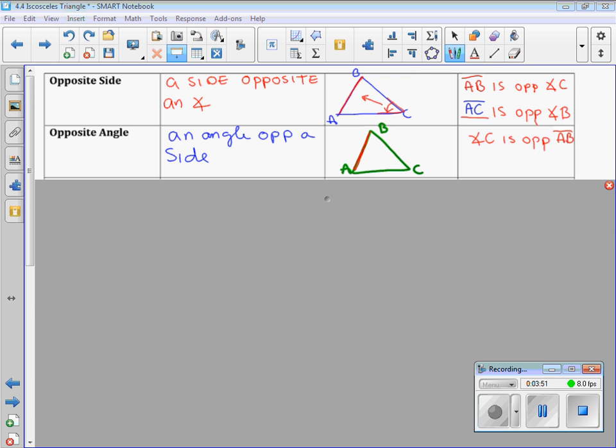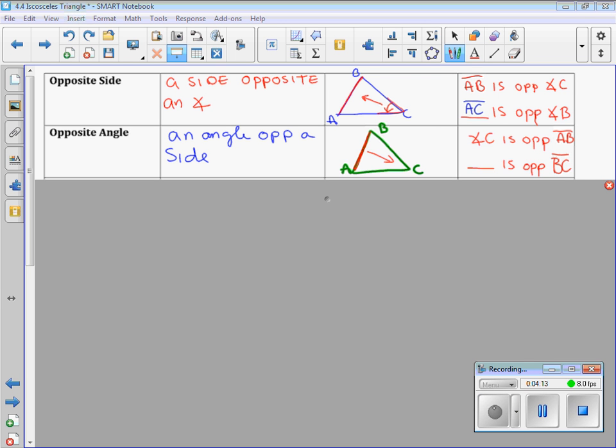Okay, sort of conversely, we can talk about opposite angles. It's basically an angle opposite a side. So as you can see in the triangle here in green, I have a red side AB, and so the angle opposite it is that angle that I just pointed to, angle C. And so I wrote C is the angle opposite side AB or segment AB.